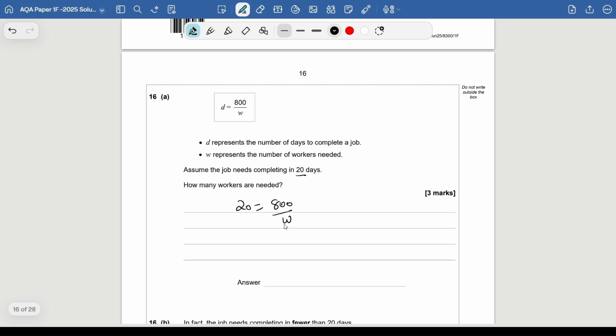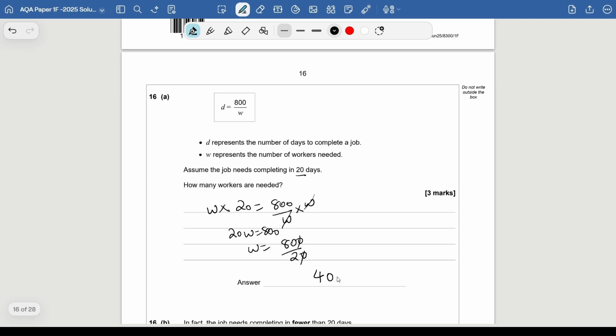To find the value of W here, we have to make it the subject of the formula. So this goes off. We have 20W is 800. W will be 800 divided by 20, by dividing by 20 on both sides. This is half of 80, which is 40.